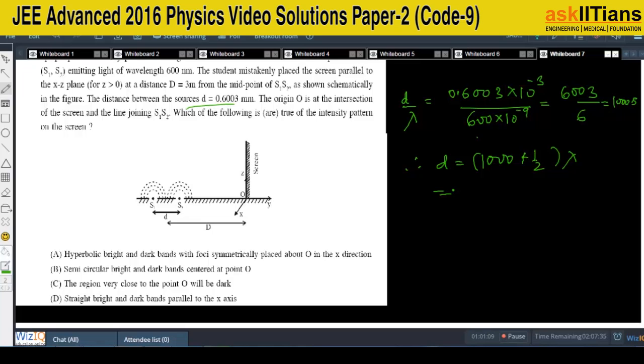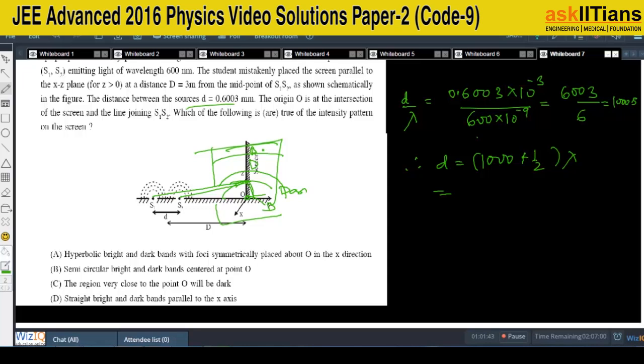We got that the region very close to point O will be dark, and they will form circular fringes. If this is a screen, there would be circular fringes formed: dark, bright, dark, bright, dark, bright. So we calculate the path difference for bright as well as dark fringes, for which the values are small d and capital D.